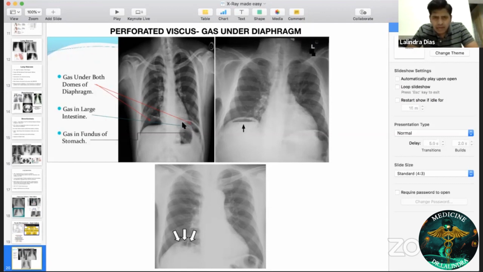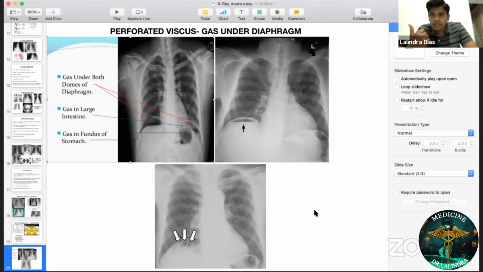You can see bilateral gas under the diaphragm, below the left hemidiaphragm and below the right hemidiaphragm. And this is the gastric air bubble separately. Here I'm showing that gastric air bubble separately, but these are gas under the diaphragms. And in this another chest X-ray, you can see again gas under the diaphragm. So gas under diaphragm is a dangerous radiological sign, and you always have to summon the surgeon.